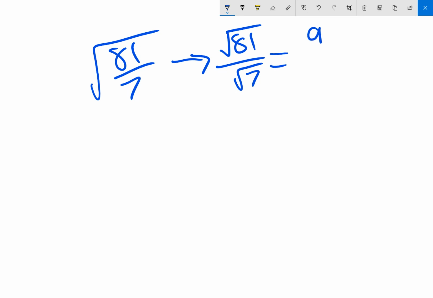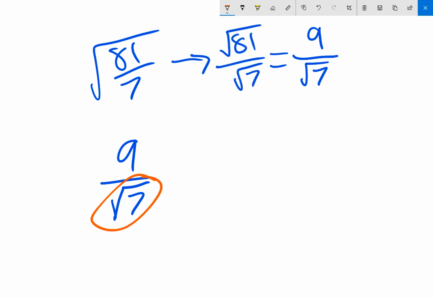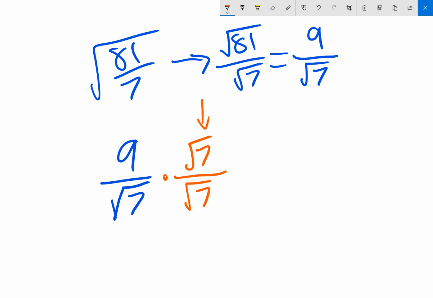I know the square root of 81 is 9, and the square root of 7 is still the square root of 7. Now, the problem with this, though, I'm just going to write it back down here, is I'm not supposed to have a square root in my denominator. That's the issue. So what I'm going to do is multiply this by the square root of 7 over the square root of 7. Because this is still technically 1, so I'm not changing the value of the problem. But at the same time, when I multiply these two pieces at the bottom together, it'll make a perfect square, which will make the radical in the bottom disappear.